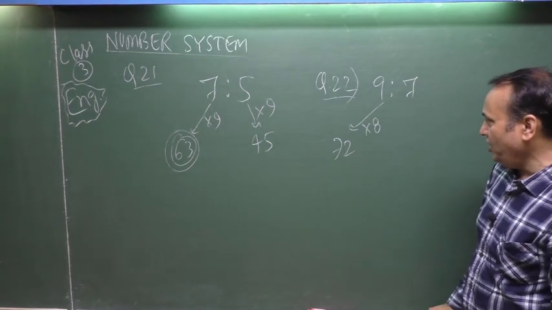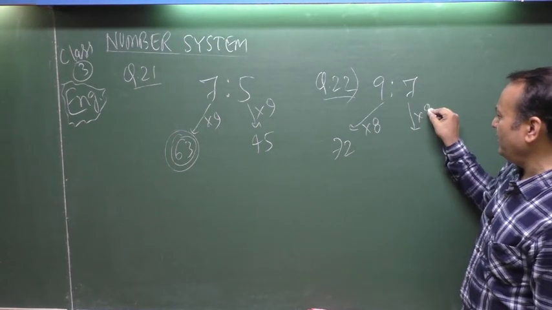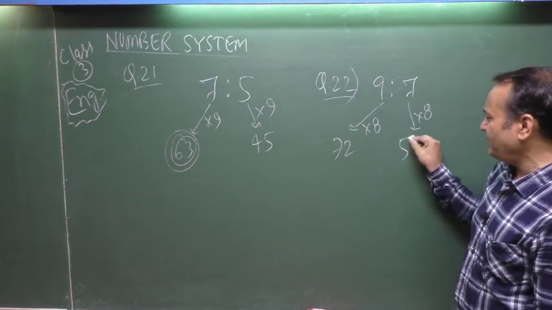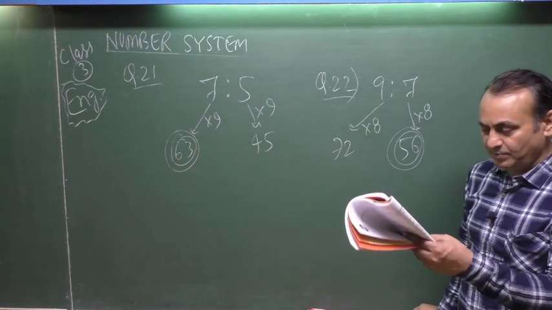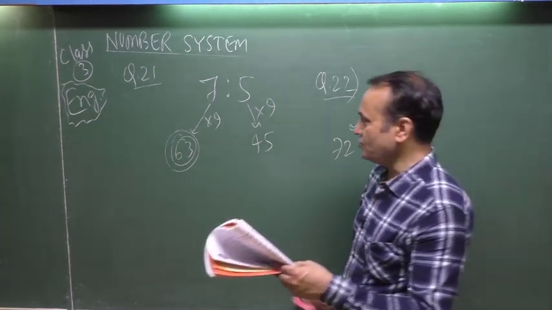There are 8 folds. See here. Here will also be 8 folds. 7 times 8 is 56, and this will be your final answer. Note down. 56 is the right answer of question 22.